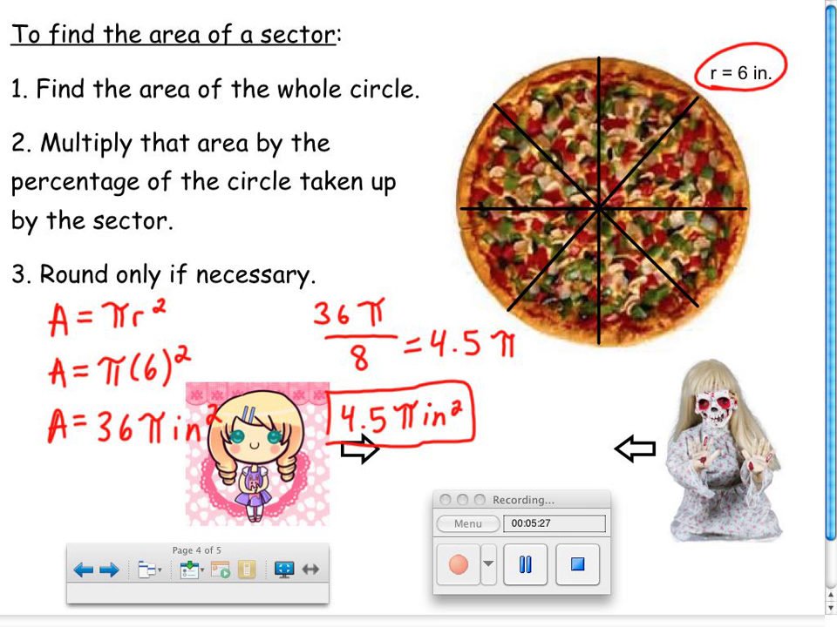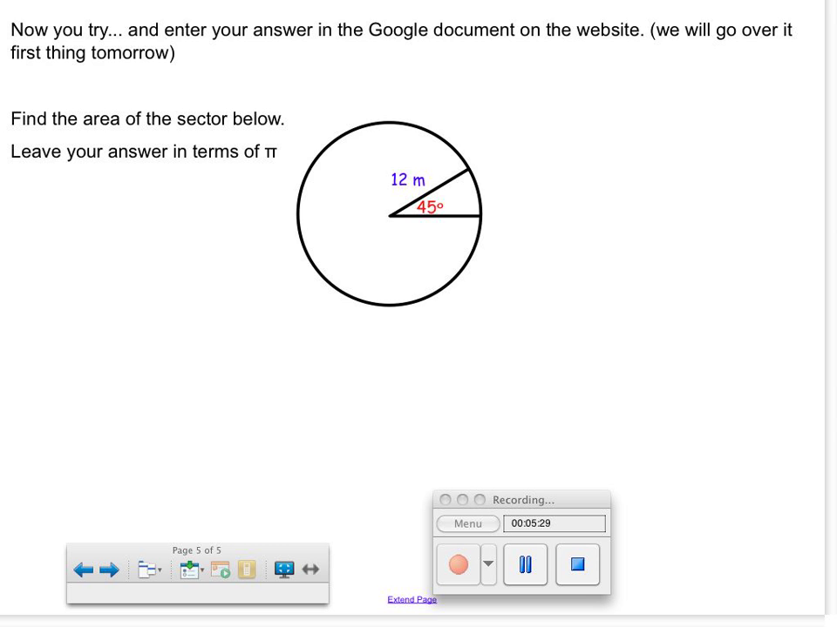So what I want you to do now is take a look at this example. I want you to try it on your own. And then I want you to go on the website and enter your answer in the Google document that's provided. First thing tomorrow, we're going to go over it. What I want you to do is find the area of the sector and leave your answer in terms of pi. The radius is 12 meters, and the angle, the central angle, is 45 degrees.